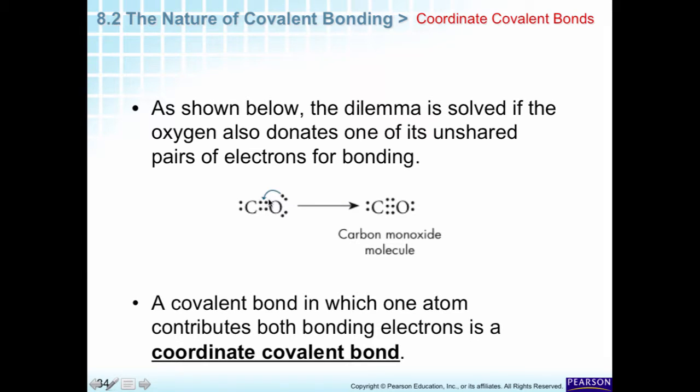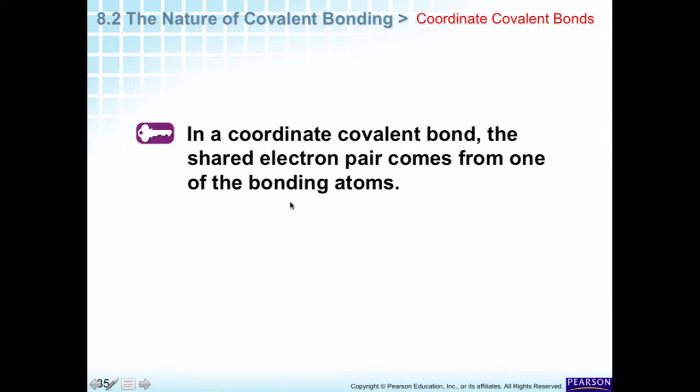Okay? So it's not 1 for 1. And that's where we get the idea that it's coordinate covalent. So in other words, the 2 electrons used in the bond come from only one of the atoms rather than 1 from each of the atoms.